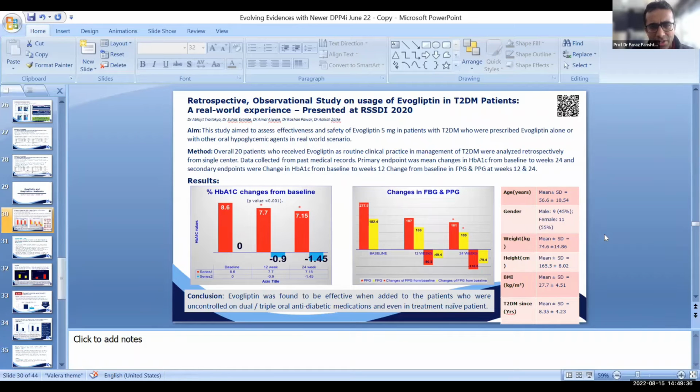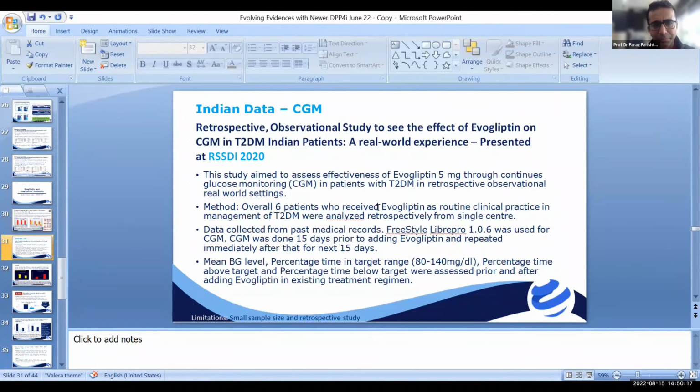It is a retrospective observational study on usage of Evo in type 2 diabetic patients, a real world experience presented at the RSSDI National Conference. So I would just go to the conclusion. It said that Evo was found to be effective when added to patients who were uncontrolled on dual or triple therapy. So you will see that it was added to patients who were on two drugs like glimepiride and metformin not getting controlled, then Evo was added. It was added to triple therapy as well. When it was given as monotherapy, the A1C reduction was around 0.9%. When it is given along with metformin, the A1C reduction came to around 1.4%.